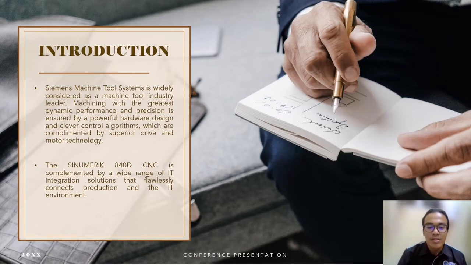We know Siemens machine tool system is widely considered a machine tools industry leader, machining in which the greatest dynamic performance and precision is ensured by powerful hardware design and clever control algorithms, complemented by superior drive and motor technology. And next, the Sinumerik 840D CNC is complemented by a wide range of IT integration solutions that flawlessly connect production and the IT environment.